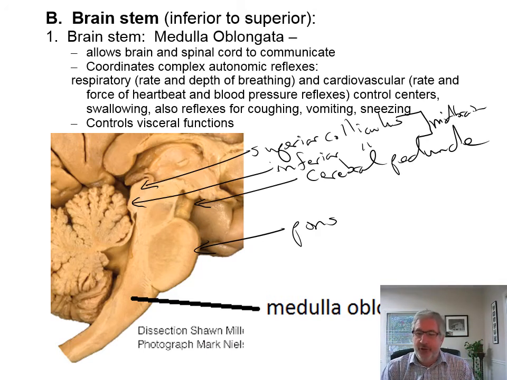Because you don't want to think every time you have to breathe, like, okay, I need to take a breath. I need another breath. You don't want to do that because that ties up all your brain functions. So you delegate that to this lower level, this medulla oblongata. It sits there and just does its stuff all day long. You don't even think about what it's doing.